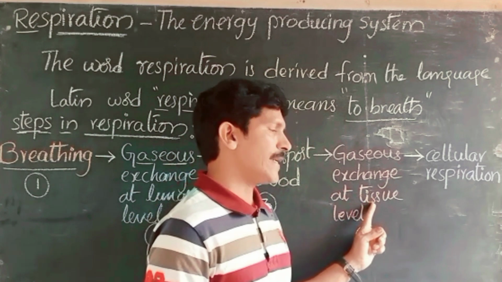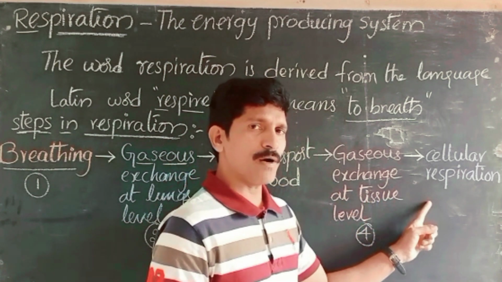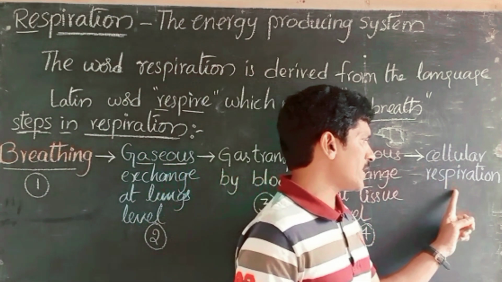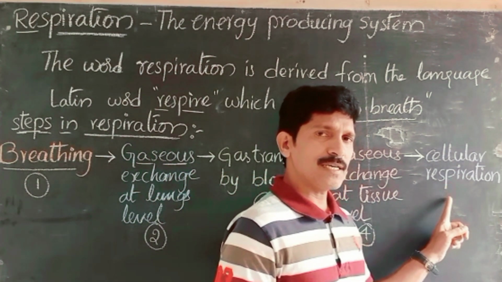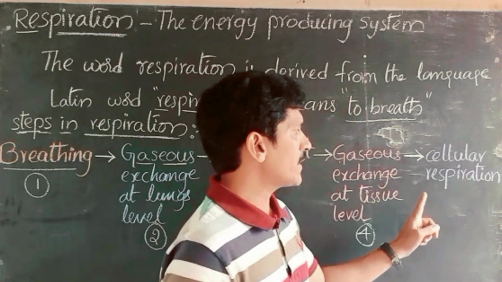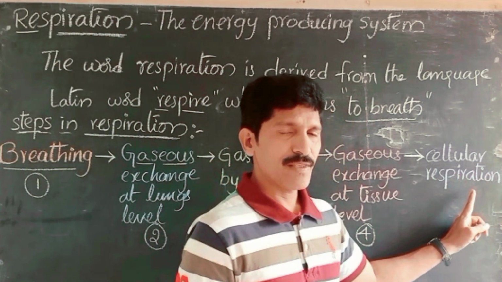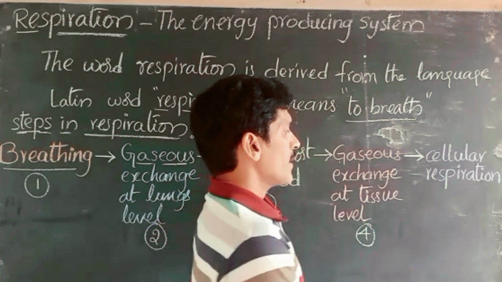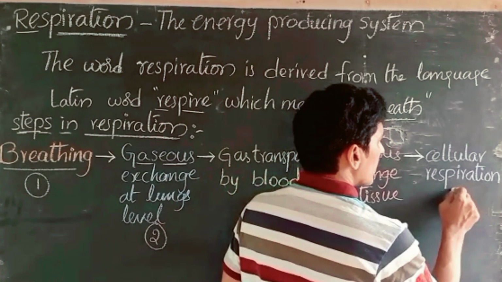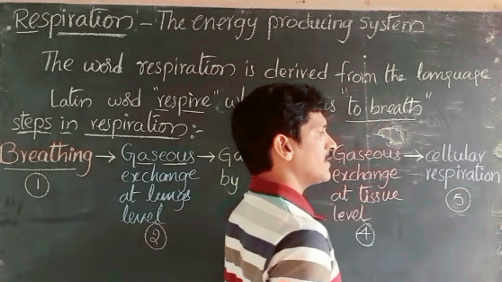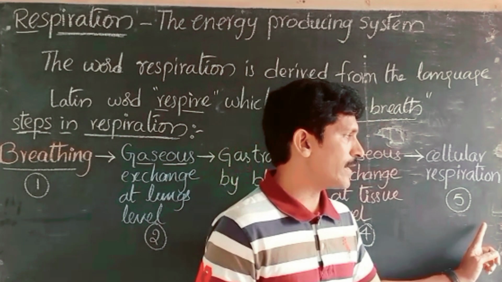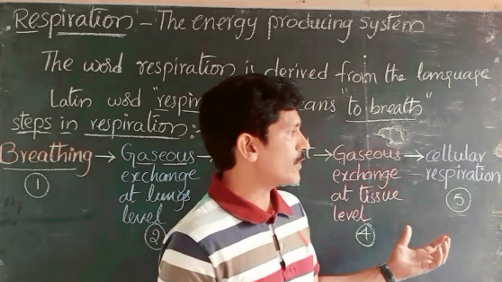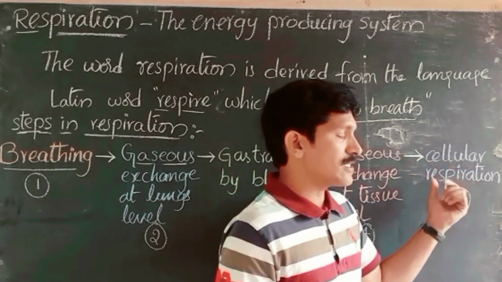When the oxygen enters the tissues, tissues meaning a group of cells, if you take one cell, right? The oxygen enters the cell. The oxygen combines with food material and gets oxidized. When it gets oxidized, it produces energy, right? When the oxygen enters the cell, it mixes with the food material and gets oxidized, releasing the energy. So it is called cellular respiration.